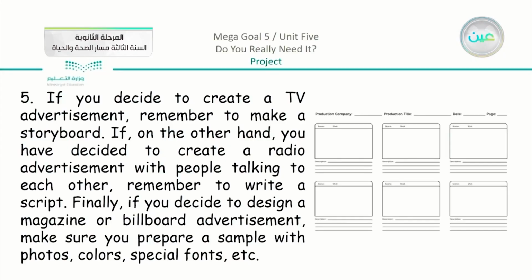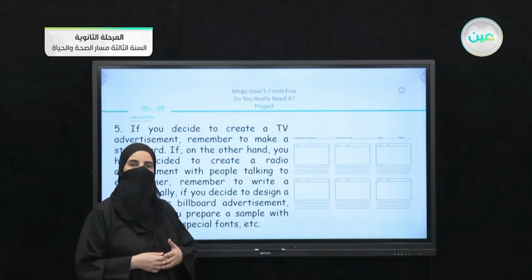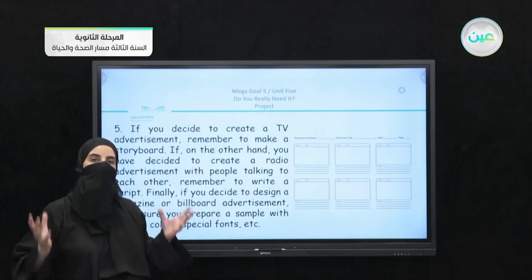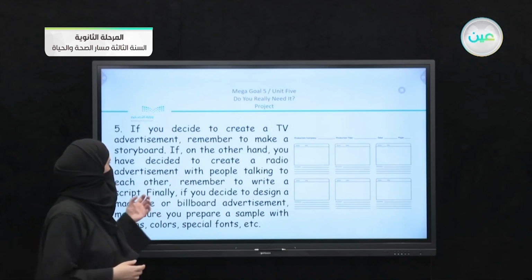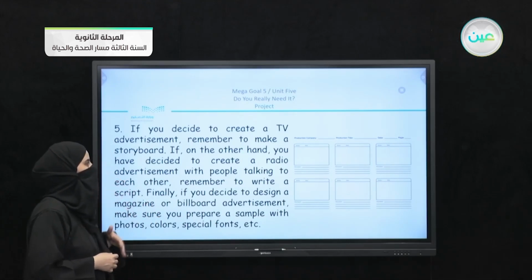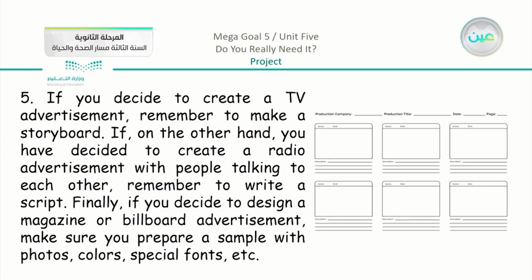Now you can see here in number 5, if you decide to create a TV advertisement, remember to make a storyboard. Now, do you remember when we took this type of storyboard in Unit 4? We had our project to create a complete storyboard about a kind of movie or genre. If, on the other hand, you have decided to create a radio advertisement with people talking to each other, remember to write a script. Finally, if you decide to design a magazine or a billboard advertisement, make sure you prepare a sample with photos, colors, special fonts, etc.